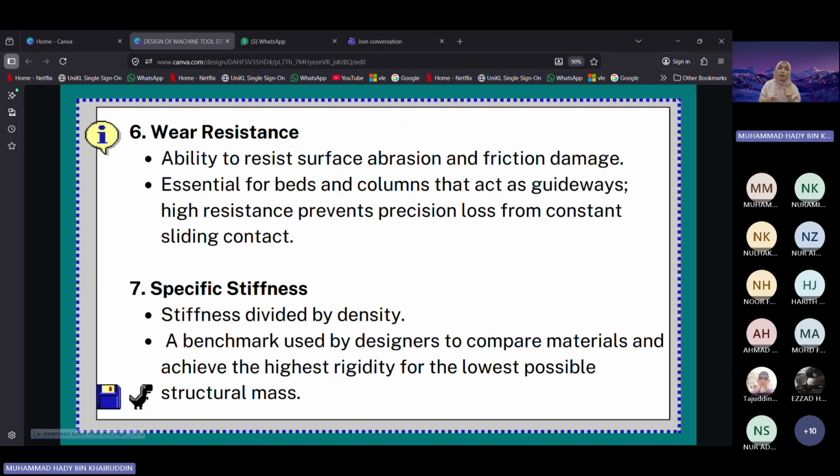Finally, we use specific stiffness. This is the ratio of stiffness to density. It serves as our primary benchmark to achieve the highest possible rigidity with the lowest structural mass, optimizing the overall machine efficiency.